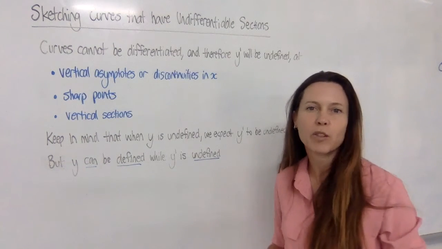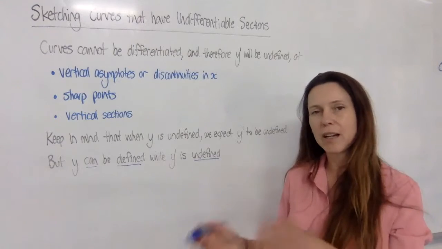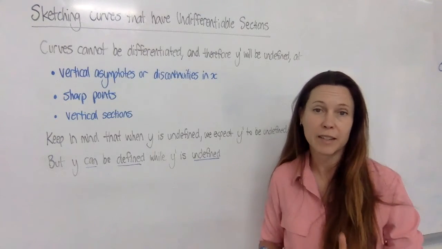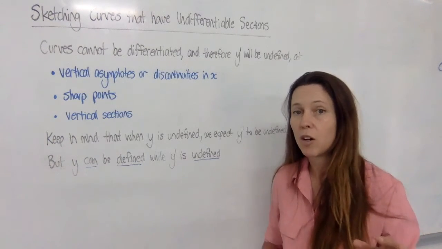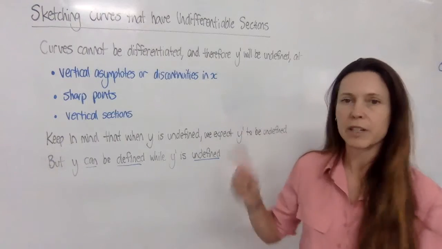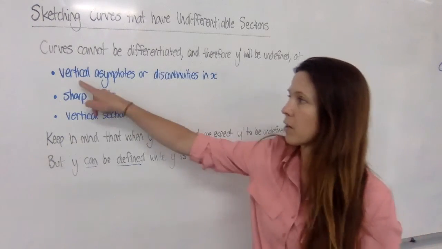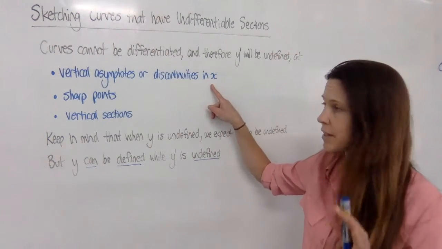In today's lesson, we're looking at sketching curves that have undifferentiable sections. Now, I want you to cast your mind right back to when we first learned how to differentiate, because at the end of that unit, we had a whole lesson on finding sections of curve that would be undifferentiable. And remember, we already saw that we couldn't differentiate curves where there was a vertical asymptote or some other discontinuity in x. So we've already seen that.